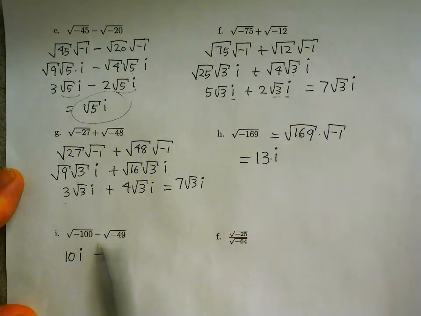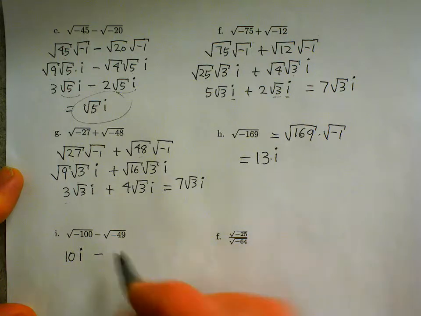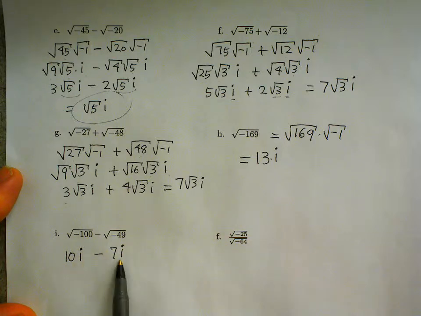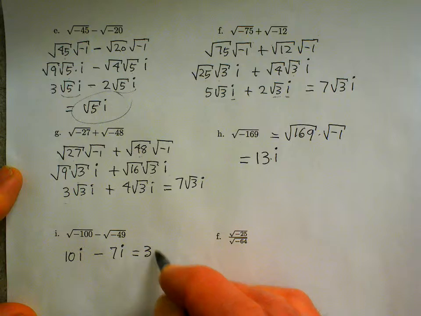And we're subtracting the square root of negative 49. So we know that the square root of negative 49 is the square root of 49 times the square root of negative 1. But the square root of 49 is 7, and the square root of negative 1 is i. So 10i minus 7i, that can be simplified to 3i.